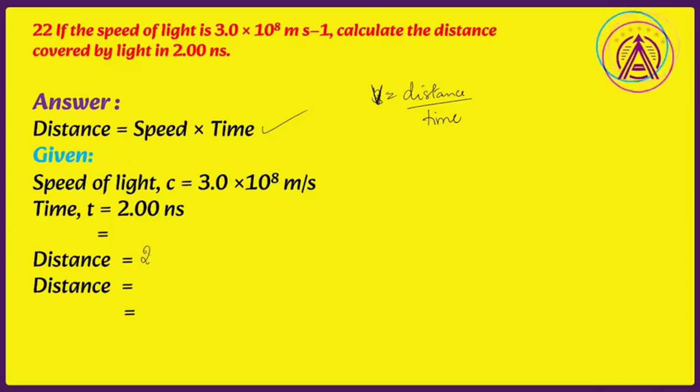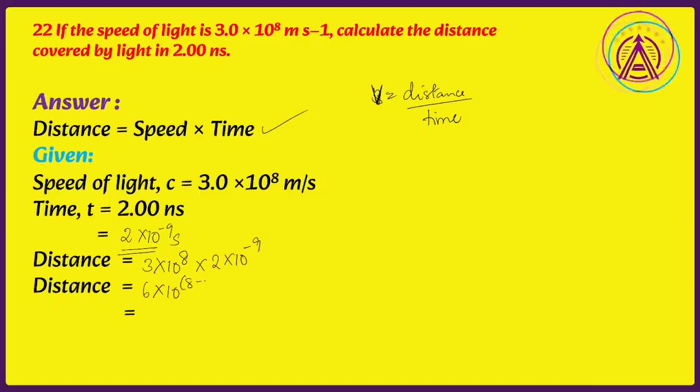So distance will be, 2 nanoseconds is 2 into 10 to the power minus 9 seconds. Okay. Distance is nothing but 3 into 10 to the power 8, 2 into 10 to the power minus 9. So 3 2s are 6 into 10 to the power 8 minus 9, which is 6 into 10 to the power minus 1, or you can write it as 0.6.